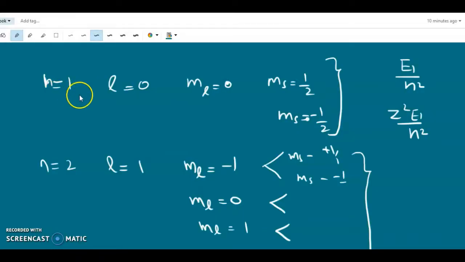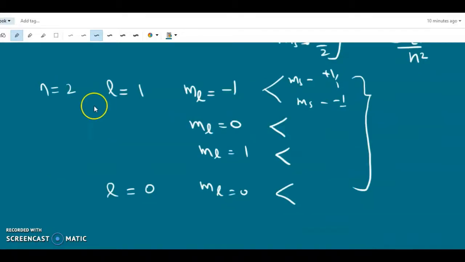നമുക്കറിയാം n equal to 1 ആകുമ്പോൾ there are two states, L0, ML0, MS half and L0, ML0, MS minus half. These two states have the same energy. So there are two states having the same energy when n equal to 1. So the degree of degeneracy when n equal to 1 is 2. Similarly, when n equal to 2, we can see that there are 8 states having the same energy.